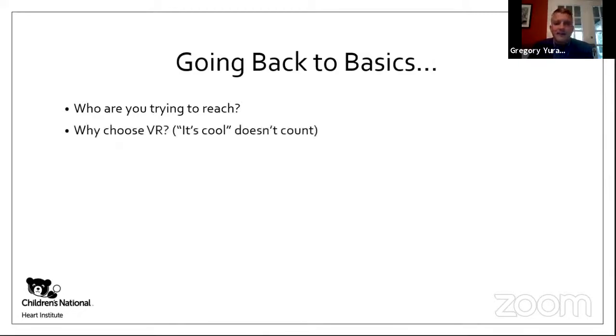Why choose VR? "It's cool" doesn't count, because it is. A lot of people are going to be really excited about it. But why are you specifically thinking about virtual reality? Why are you thinking about maybe making an investment in this? Some of the things that Todd just went through, there's a significant investment in the hardware, the software, the development, and of course, your time. Saying it's cool doesn't count. Are you trying to show that it's better than mannequin-based simulation? What advantages do you think are actually specific to the VR?